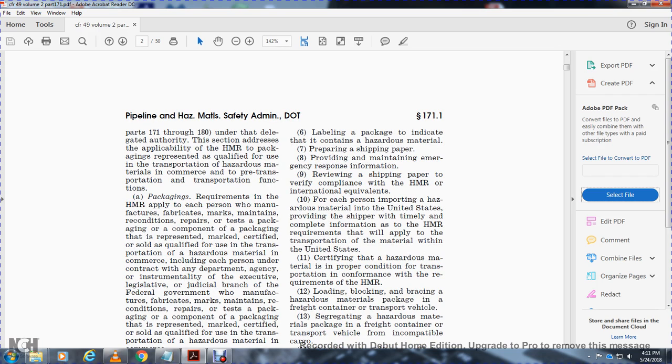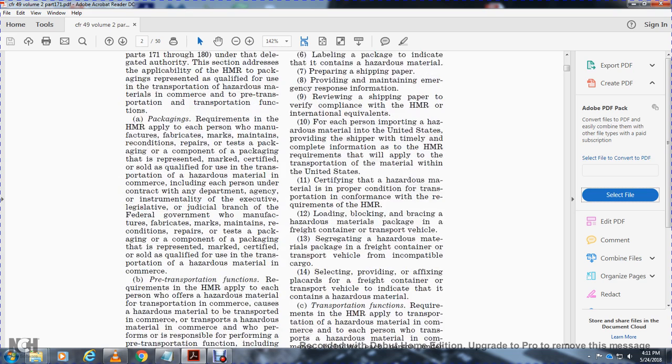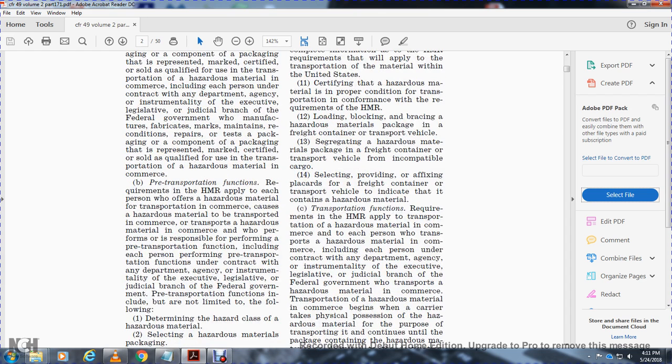Packaging functions: the hazardous materials regulations apply to each person who manufactures, fabricates, marks, maintains, reconditions, repairs, or tests the packaging or a component of the packaging that is represented with the mark and certified and sold as qualified for use in the transportation of hazardous materials in commerce, including each person of a department, agency, or instrumentality of the executive, legislative, or judicial branch of the federal government who manufactures, fabricates, marks, maintains, reconditions, repairs, or tests the packaging or a component of the packaging that is represented with the mark and certified and sold as qualified for the transportation of hazardous materials in commerce.